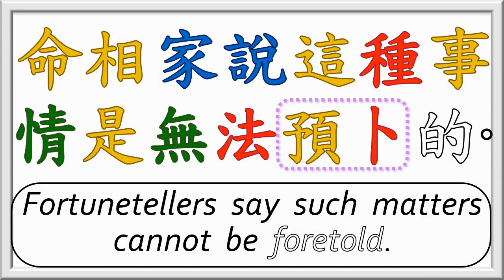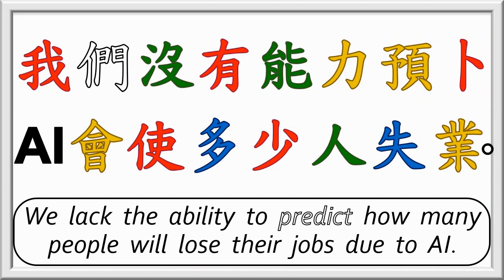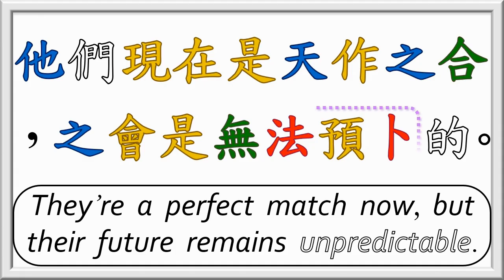命相家说，这种事情是无法预卜的。Fortune tellers say such matters cannot be foretold. 我们没有能力预卜 AI 会使多少人失业。We lack the ability to predict how many people will lose their jobs due to AI. 他们现在是天作之合，之后是无法预卜的。They're a perfect match now, but their future remains unpredictable. Notice the idiom 天作之合, meaning that a couple are a match made in heaven.